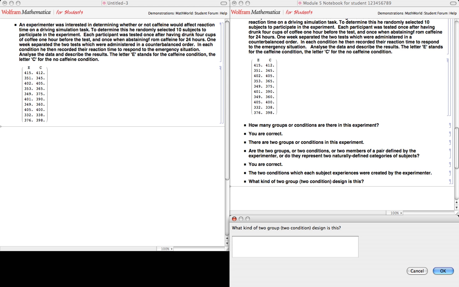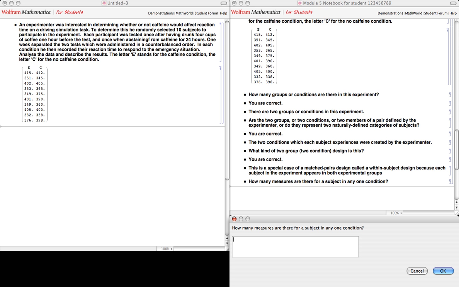So it's experimenter defined. Okay, the two conditions. All right. What kind of two group design is this? This is a within subjects design or a matched pairs. Well, it's not really a matched pairs design because there are no pairs, but it's a within. I'm going to type in within subject, and hopefully that's correct. Okay, so it is correct. There's no S at the end of it. This is a special case of a matched pairs design called a within subject design because each subject in the experiment appears in both experimental groups.